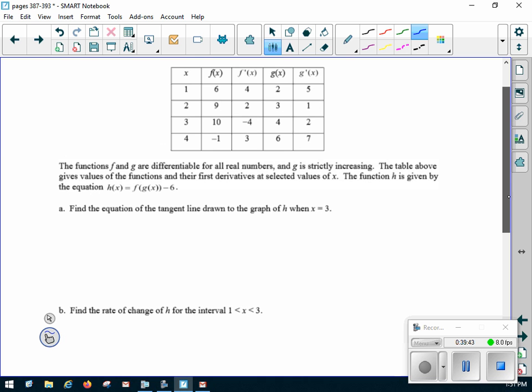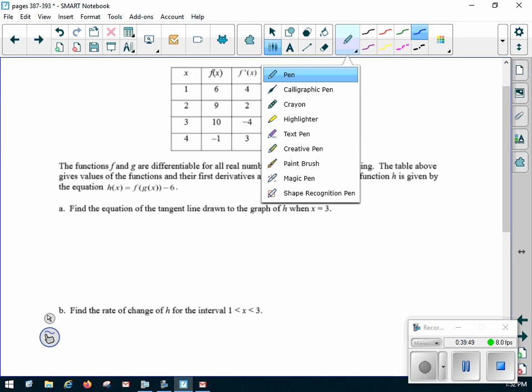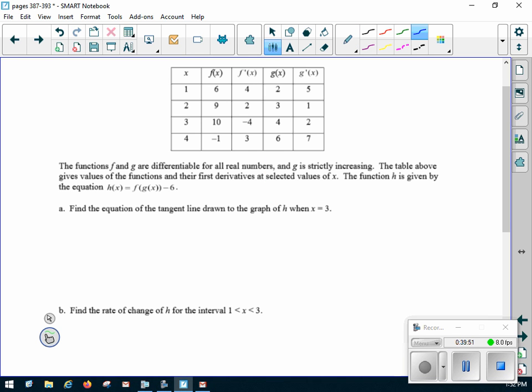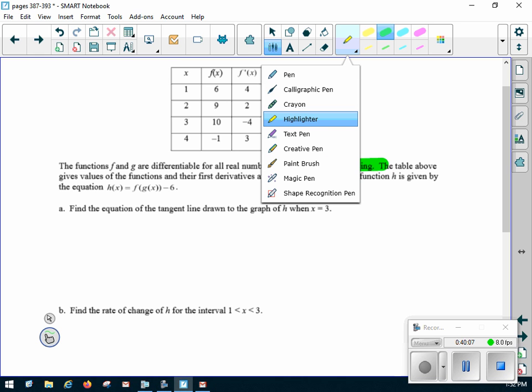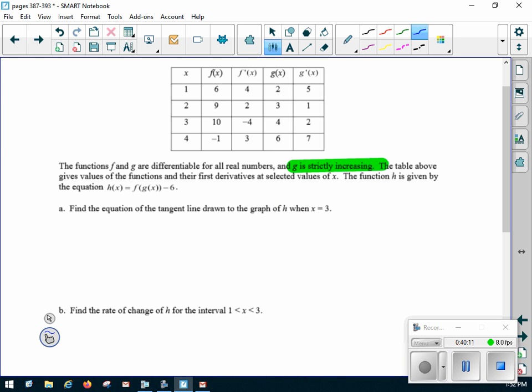Okay. The functions f and g are differentiable for all real numbers, and g is strictly increasing. Now I want you to pay attention to strictly increasing. Come on, highlighter, work with me here. What? It has killed us some time. What does it mean if a function is increasing all the time? What do we know? Well, there you go. Rolle's won't apply, that's for sure. What do I know about the derivative?